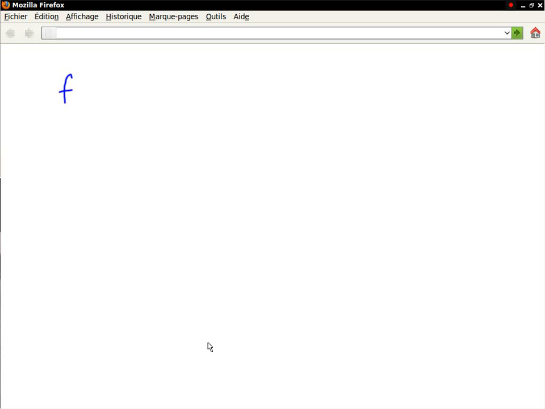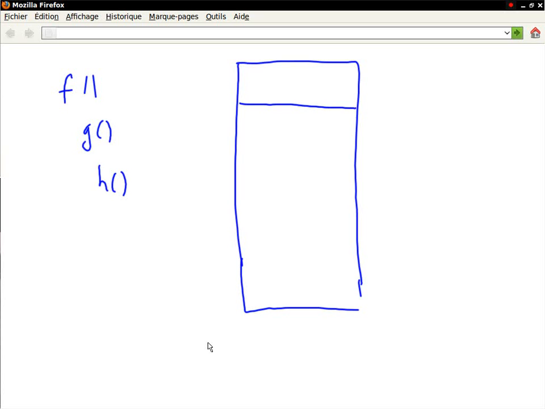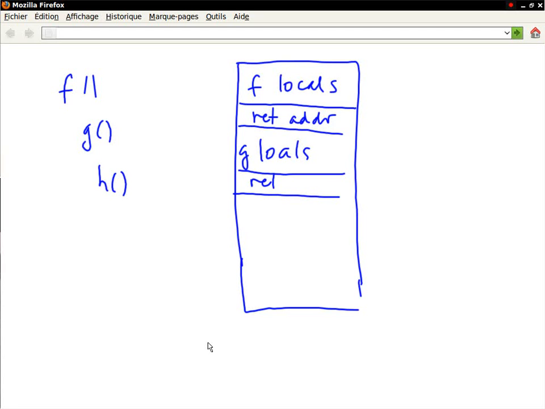if I have a function f that calls g, that calls h, then I have on the call stack the locals of f, a return address, the locals of g, and then the locals of h. And the normal way that a function would unwind is it would fish out the return address, lose its locals, fish out the return address, and then it would return into g at the point that this return address points. So that's the normal way that a stack is unwound. But that's not what we're going to be doing here.